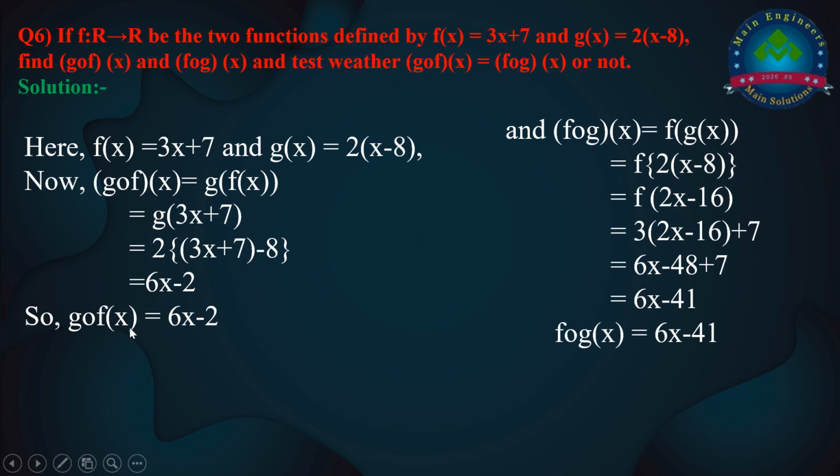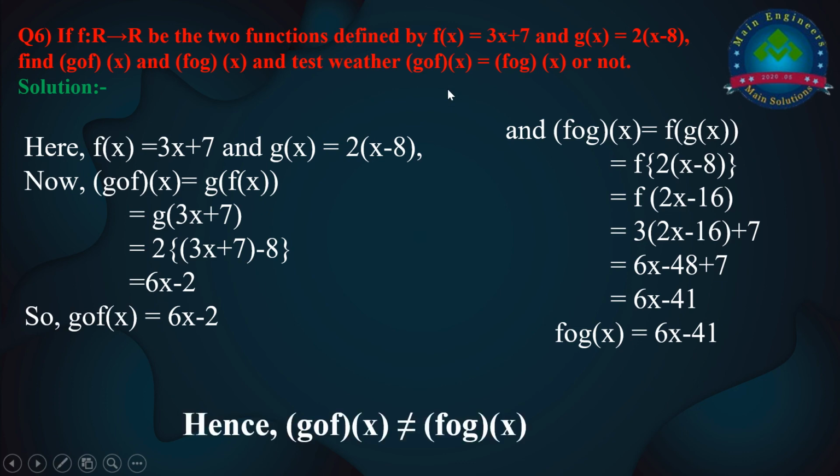GOF is equal to 6x minus 2. That means this is not equal. So hence GOF of x is not equal to f of g of x. So in this way we can find GOF and f of g of x. Let's go for another question.